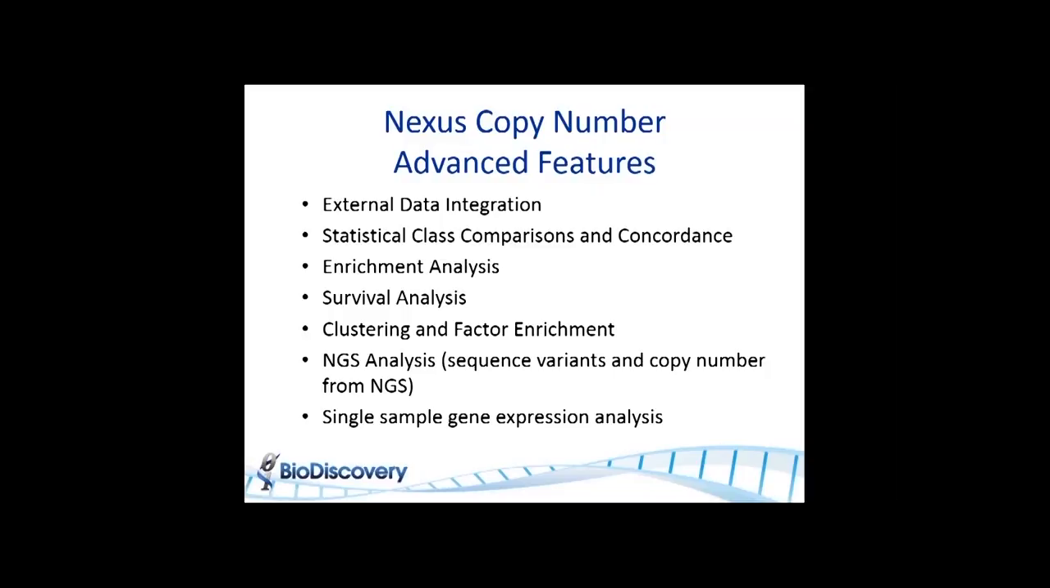So some of the advanced features of Nexus Copy Number are external data integration, which allows users to bring in gene expression results, for example, to identify co-occurring changes. Statistical class comparisons and concordance for identification of differences between two sample populations and cooperating events. Enrichment analysis to identify pathways and gene ontology terms overrepresented in a gene list. Survival analysis to identify regions highly predictive of survival. And you can also create Kaplan-Meier plots with these.